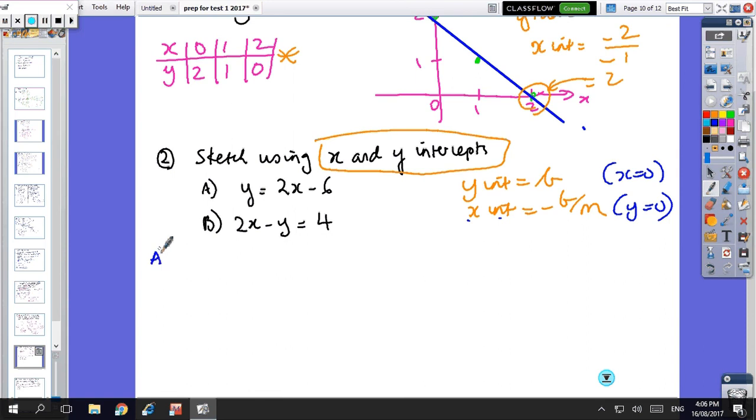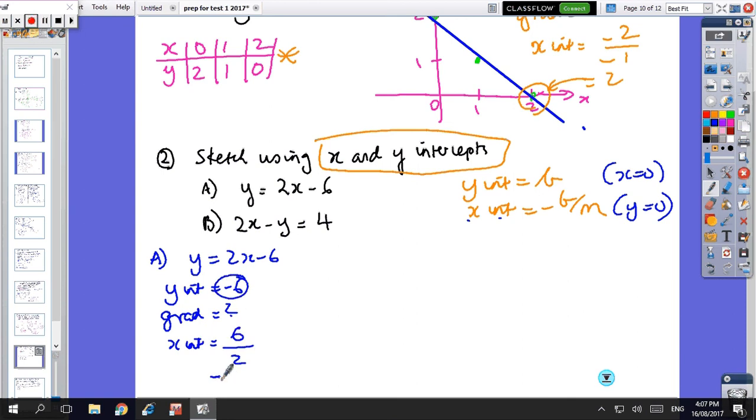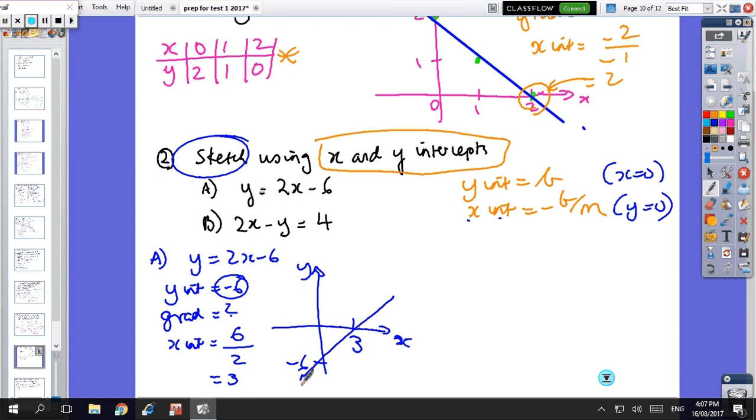Okay, so let's look at the first one. y equals 2x minus 6. So the y-intercept is minus 6. The gradient is 2, and the x-intercept equals, take the y-intercept and change the sign, divide by the gradient, so you get 3. Now this is a sketch, so it doesn't have to be accurate. So y-intercept minus 6 is down there, x-intercept is 3, and just join them up. Don't forget the labels.